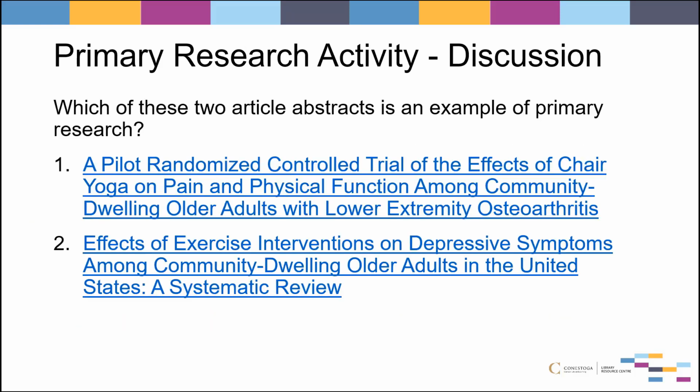Okay, let's pause and do a hands-on activity. Click on the links and take a look at these two article abstracts. Decide whether each article is primary, original research, or secondary research that is based on existing studies.